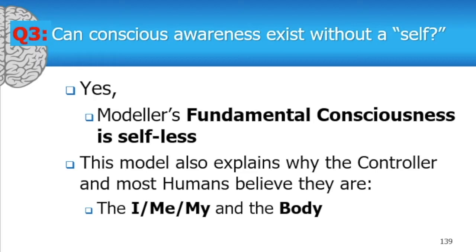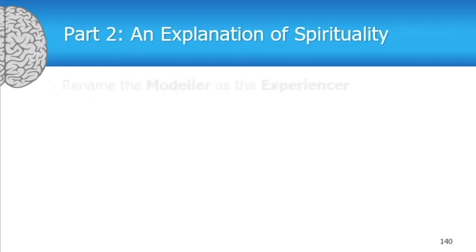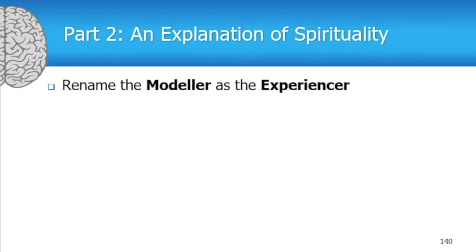That's the end of this talk, which described part 1 of the book. Part 1 is where I attempted to provide an explanation of consciousness. Next, in part 2 of the book, I will attempt to provide an explanation of spirituality. In part 2, I will rename the modeler as the experiencer. After all, we've shown that only the modeler is responsible for all of our phenomenal awareness experiences, so that justifies the name experiencer for that agent.